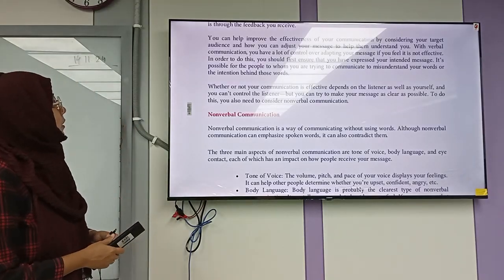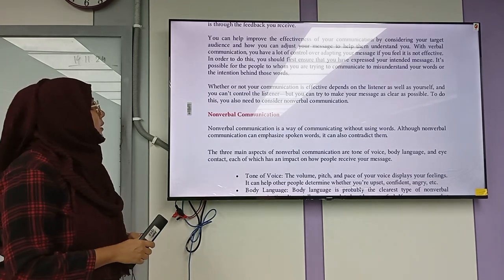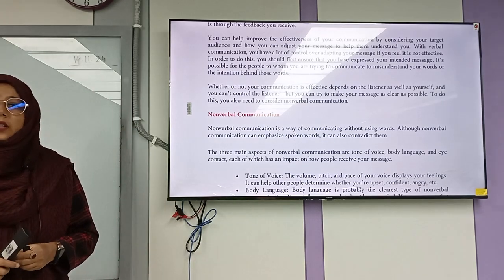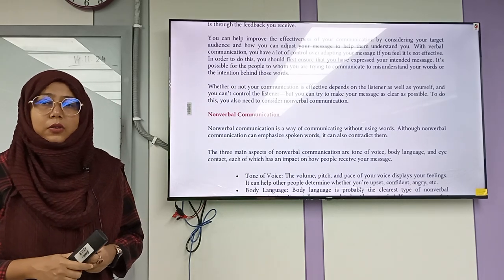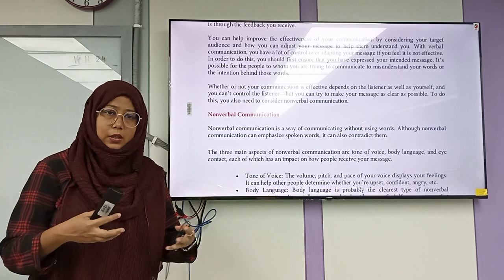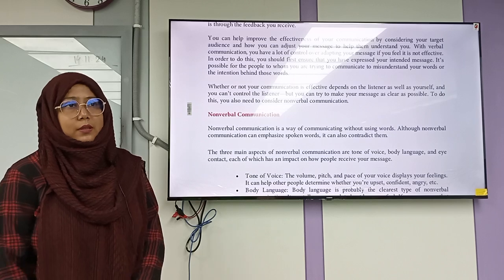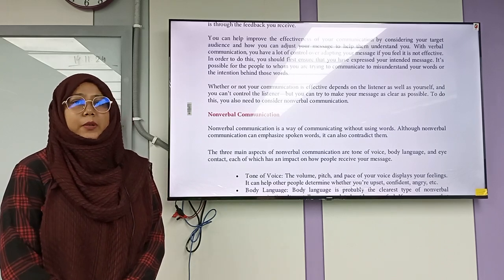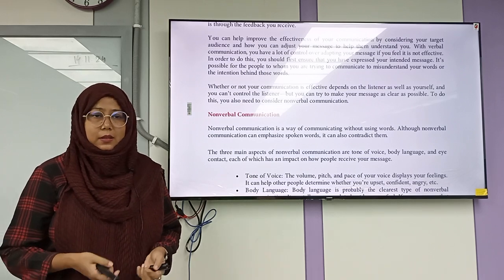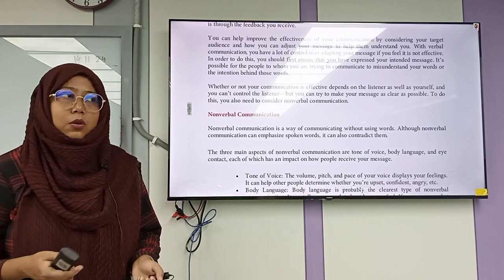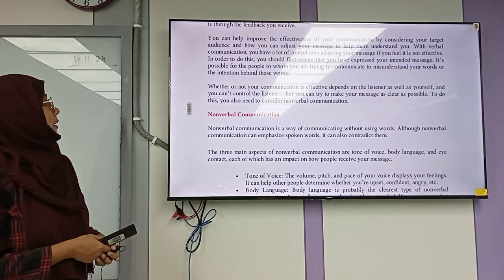It's possible for the people to whom you are trying to communicate to misunderstand your words or the intention behind those words. So you are very serious about a girl or a boy. Your intention, your tone, your mood will work accordingly. If you tell your mother, like in a government office, "Sir, I did this," versus saying, "Mom, I love this girl," would she be managed? No, right? So that's the thing.